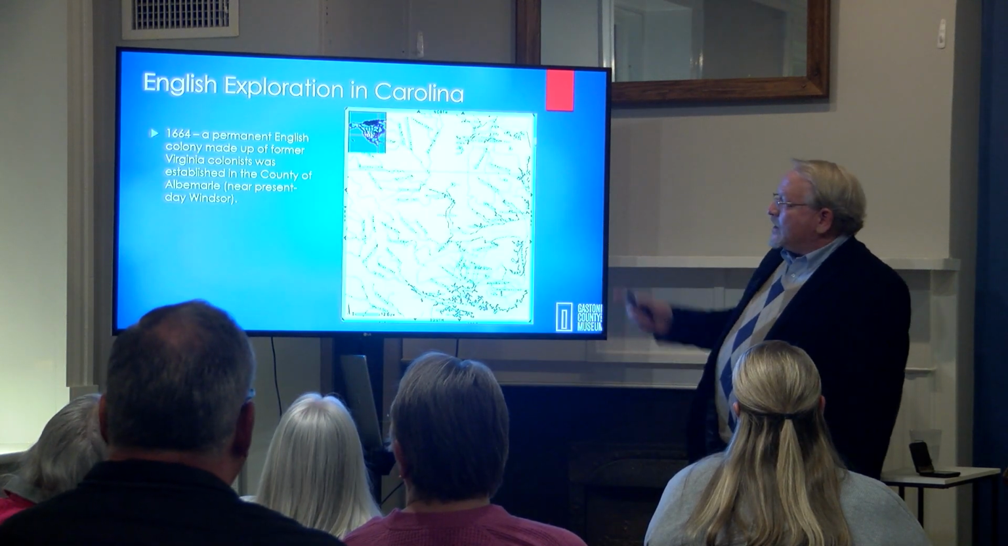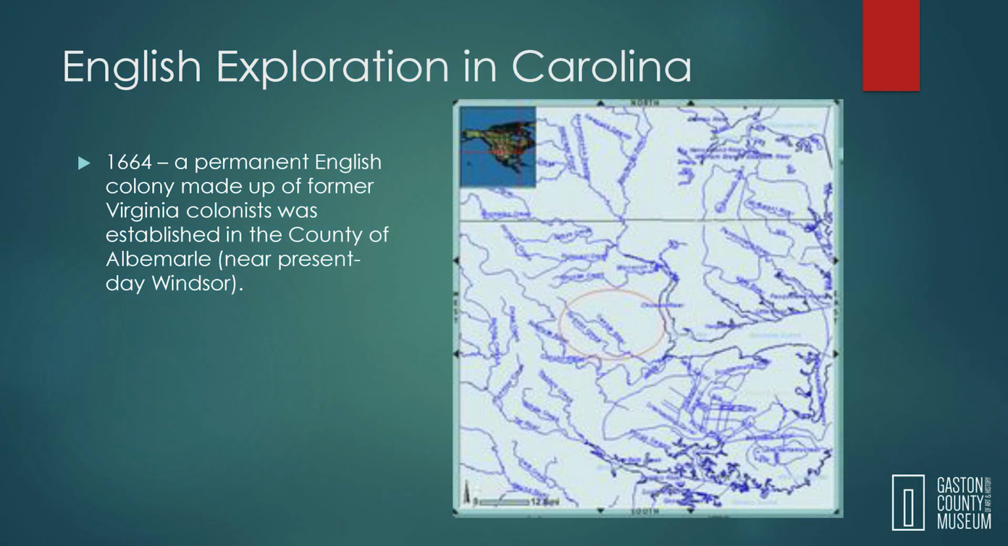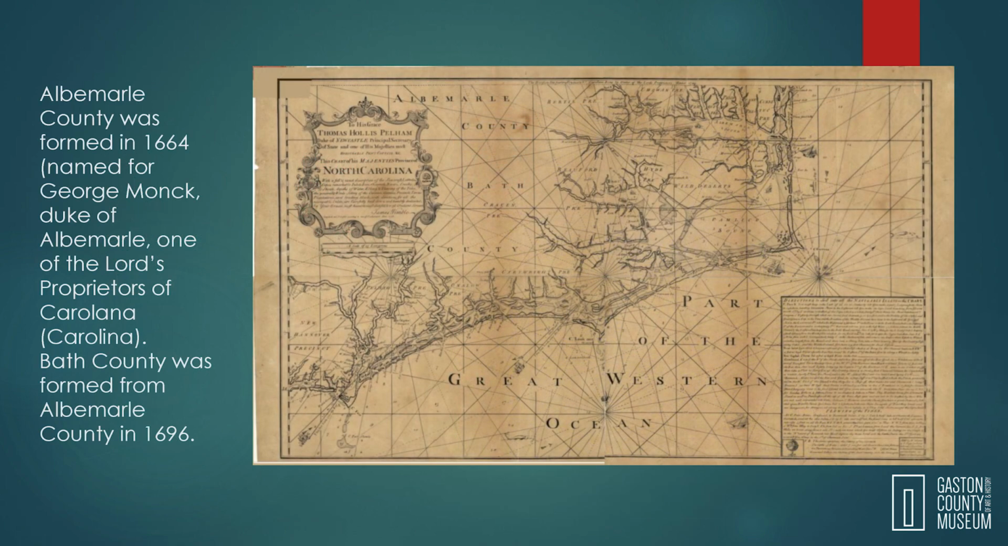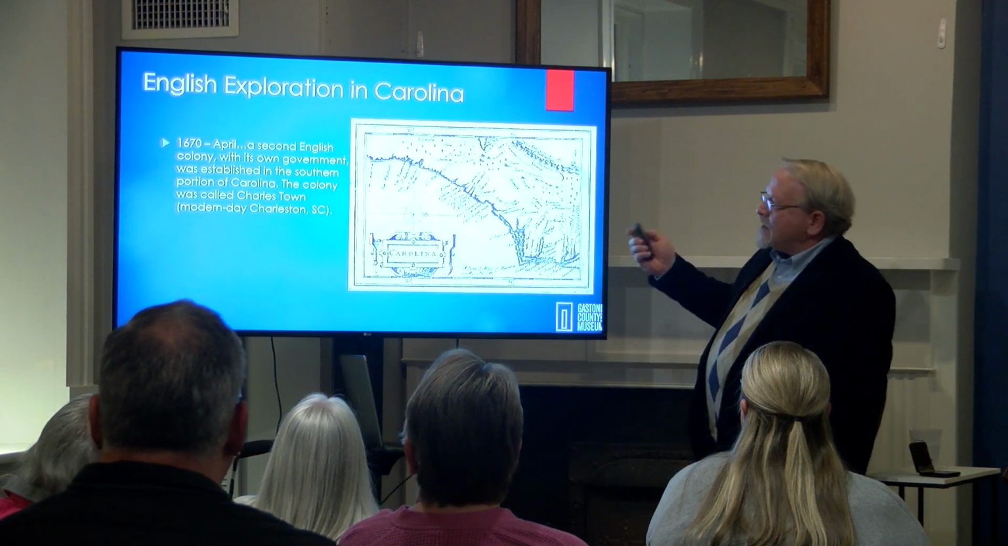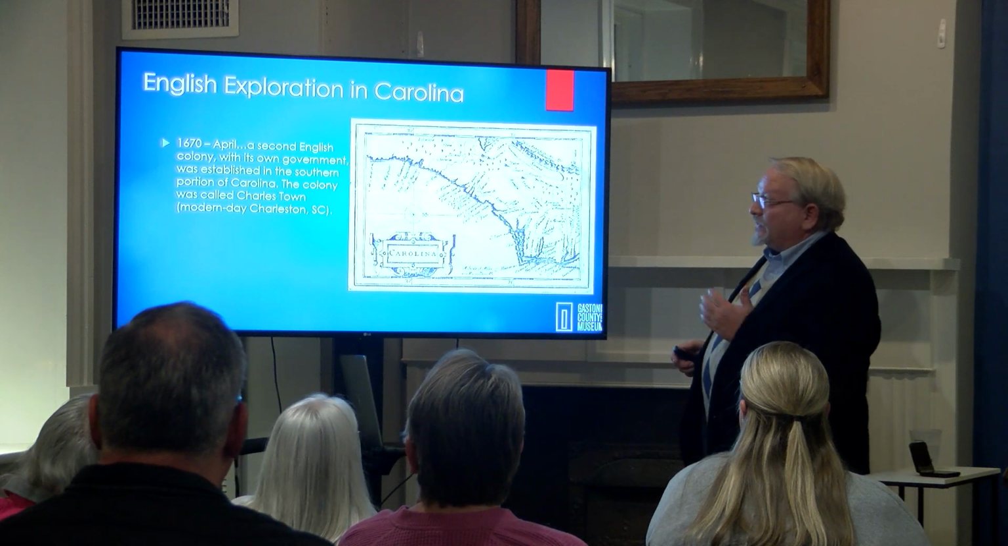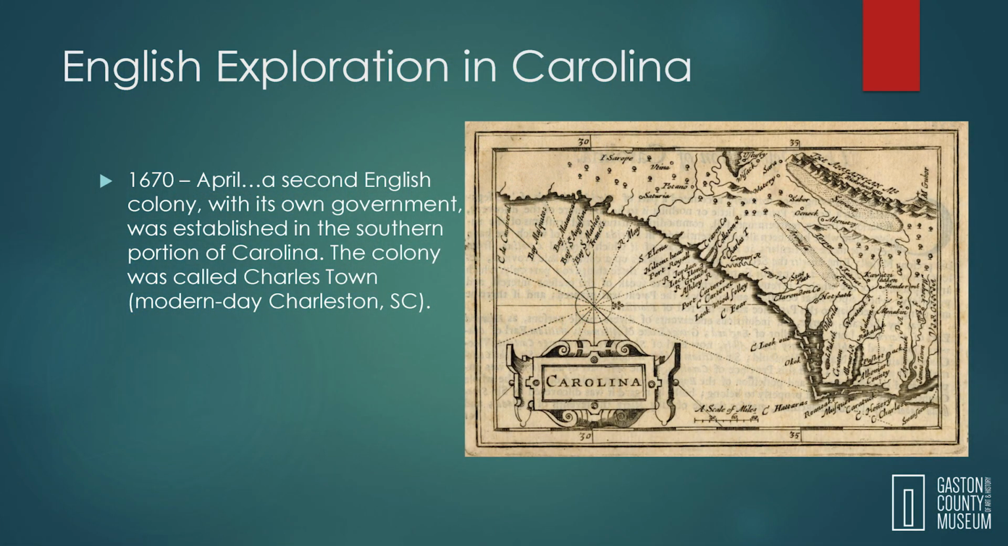We did have another permanent settlement in 1664. We're near the town of Plymouth or Windsor right now. That was mainly Virginia colonists that moved down. Albemarle County was then split into Albemarle and Bath. Bath County did not survive long, but it was there from 1696 till 1739, I believe. By April 1670, the second English colony was created, permanent, and it became known as Charlestown or Charleston.